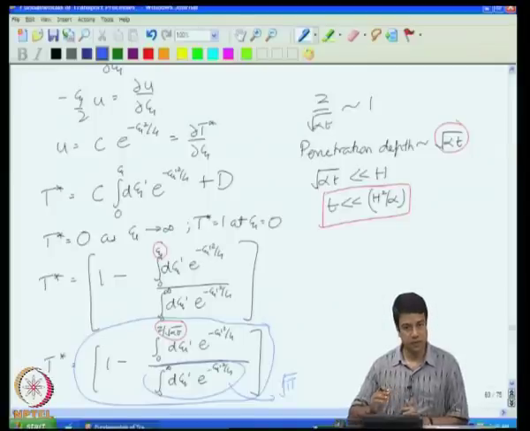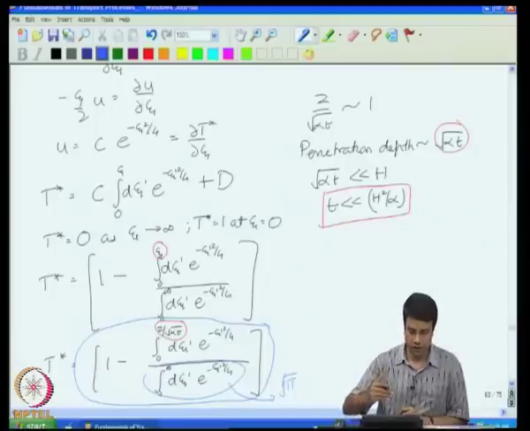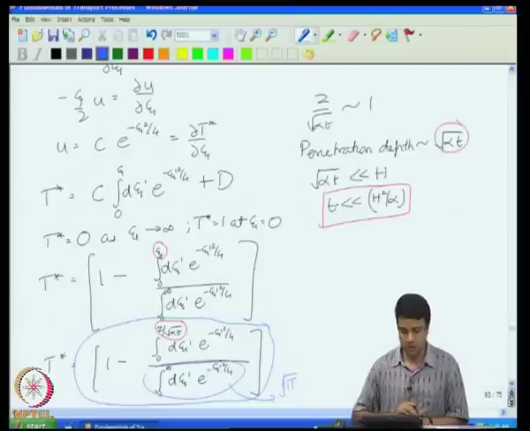By the time the distance becomes 3 times root alpha t, the temperature disturbance already becomes small. Therefore, this is the penetration depth, square root of alpha t. By the time the distance goes to one times that penetration depth, the temperature has already decayed to about half the value at the bottom wall.